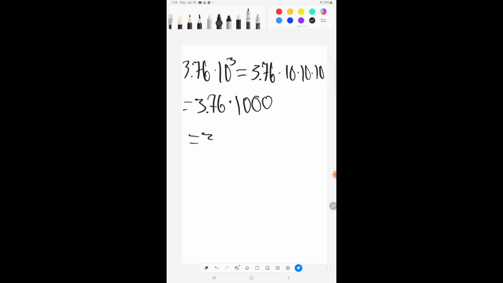So basically, 3.76 times 10 to the third is equal to 3.76 times 10 times 10 times 10. And this is equal to 3.76 times 1,000, which is equal to 3,760. So yeah, that's pretty much it.